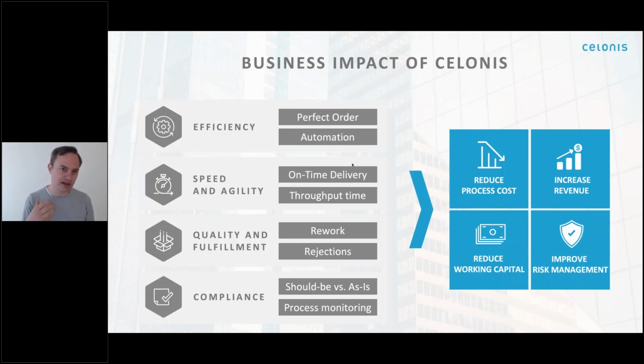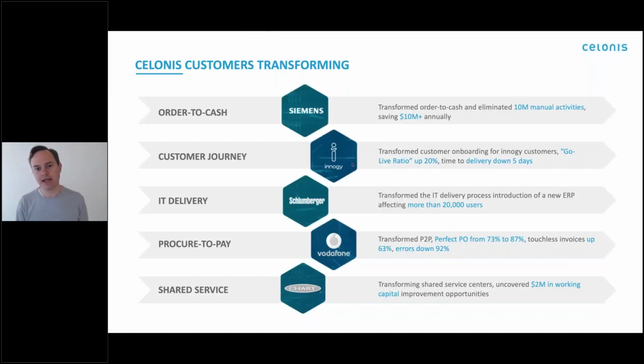And that can bring down our cost structure. It can help us drive new revenue opportunities. It can improve our working capital utilization and help improve risk management. And we've done this many times with many, many different customers and across a range of different business processes. From the work that Siemens has done in the order to cash process, where just one example, they were able to remove tens of millions of manual activities and save millions of dollars on an annual basis across all the plants that they have globally.